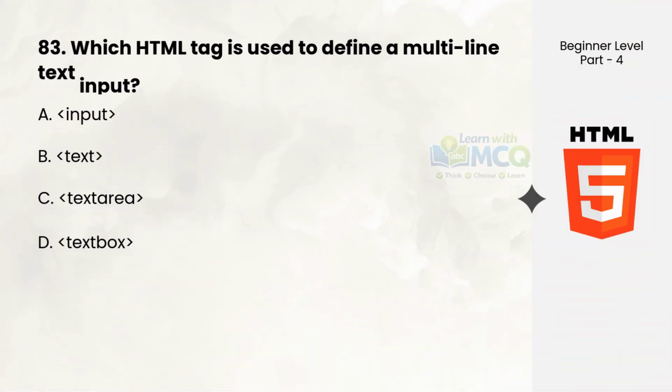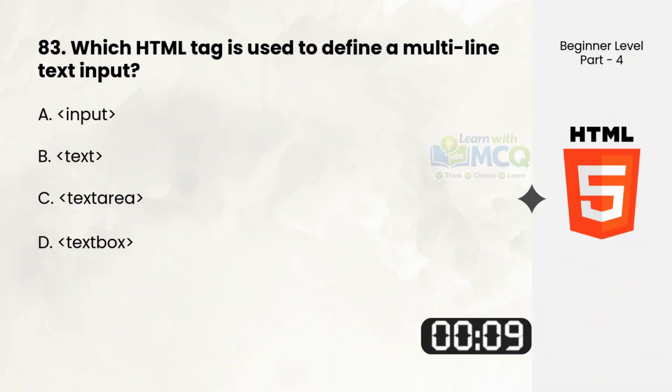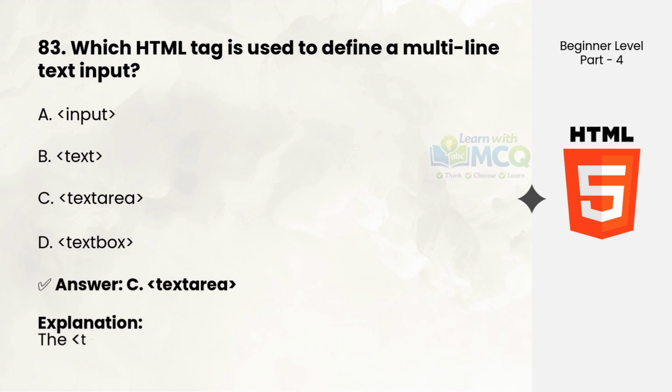Question 83. Which HTML tag is used to define a multi-line text input? Options are A. Input, B. Text, C. Text area, D. Text box. The correct answer is C. The text area tag defines a multi-line text input field.